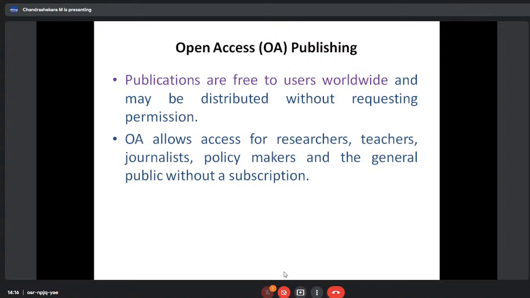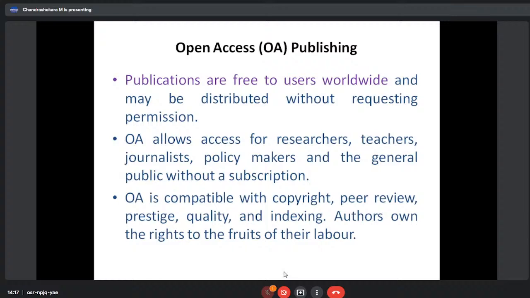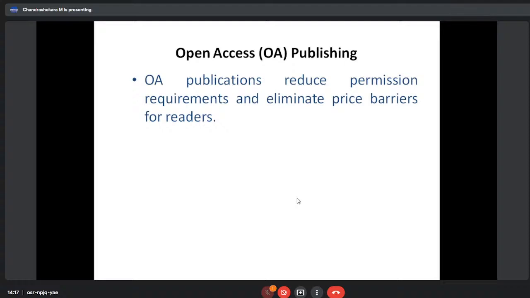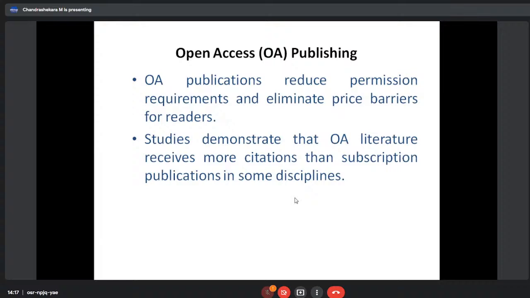Then why is it compatible with copyright? Peer review, prestige, all this. Authors can write to this the fruits of their labor, and it reduces the permission requirement and eliminates price barriers for readers. Okay, this is one. And many studies have been conducted on open access literature.